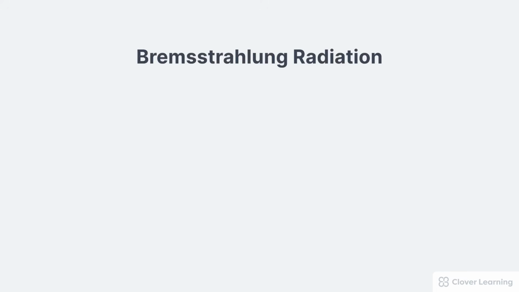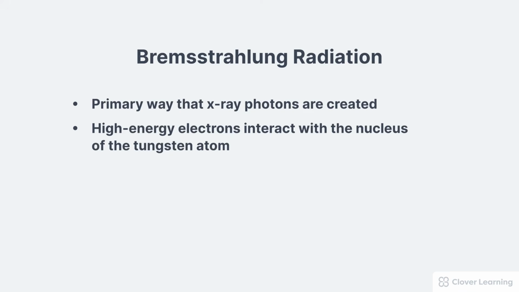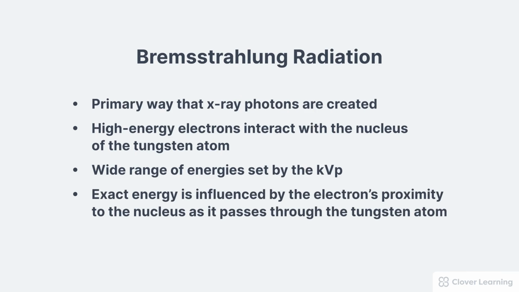In summary, Bremsstrahlung radiation is the primary way that X-ray photons are created during an X-ray exposure. Bremsstrahlung radiation is created when high-energy electrons from the cathode interact with the nucleus of tungsten atoms at the anode target. Bremsstrahlung X-rays within the X-ray beam have a wide range of energies, from nearly zero up to the maximum set by the kVp. The exact energy is influenced by the electron's proximity to the nucleus as it passes through the tungsten atom.